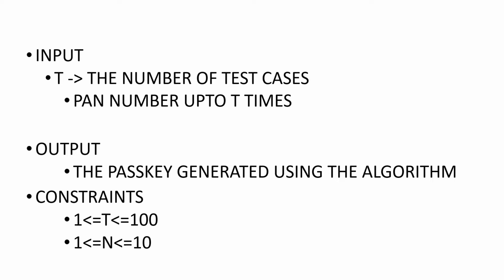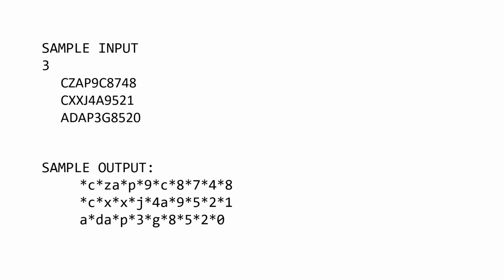So let's look at the sample input and output. First of all, we are given the sample input, which is 3, that is the number of test cases, following which we are given the PAN numbers, that is the 3 PAN numbers are provided here, and then we have the sample output.